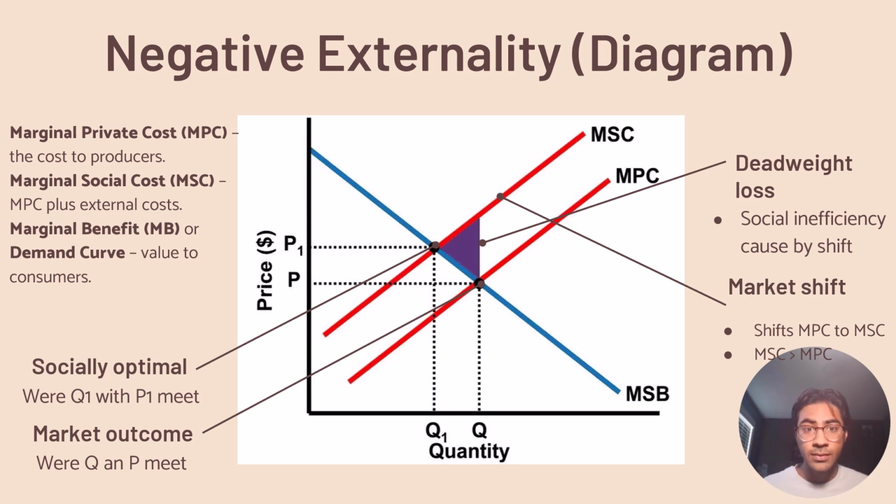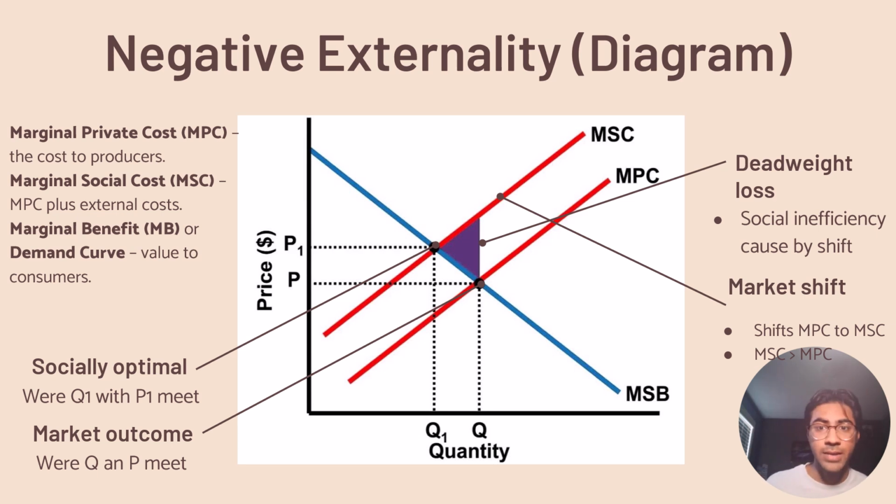Now the purple triangle in the middle is known as the deadweight loss. This is a loss of economic efficiency that occurs when the market overproduces a good due to ignoring external costs. So when your private costs and private benefits meet, the external cost shifts the line, which we'll talk about later, to your marginal social cost, which creates this new triangle in between, the deadweight loss, which is the loss of efficiency in a market.